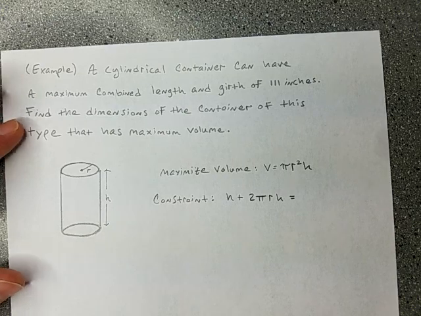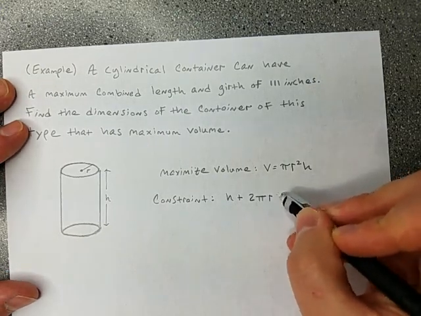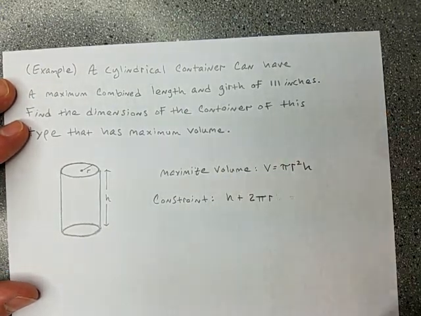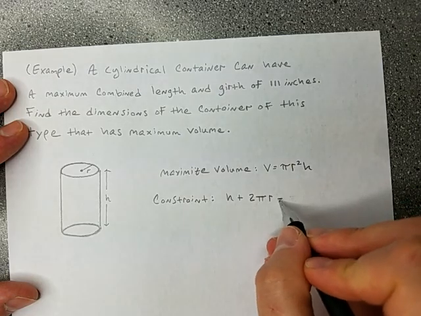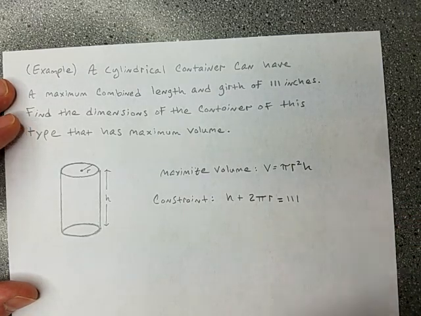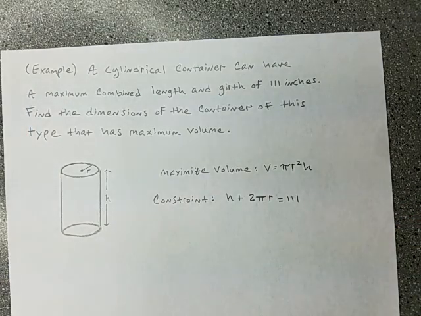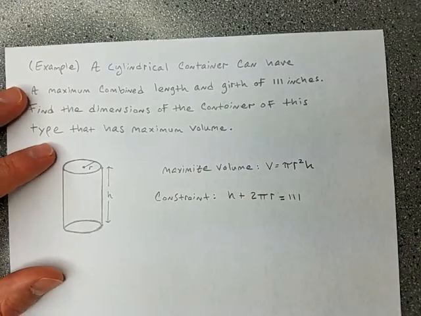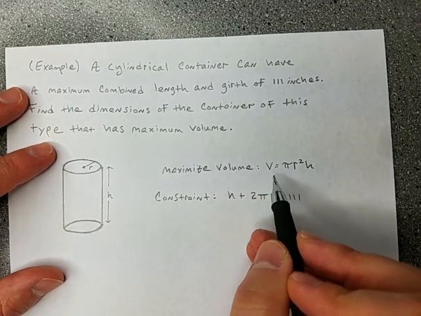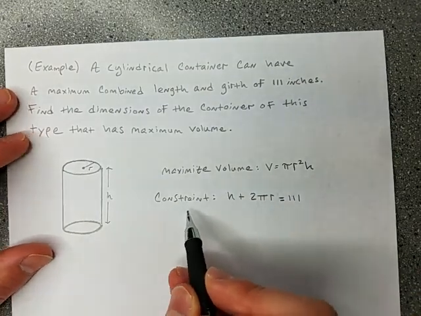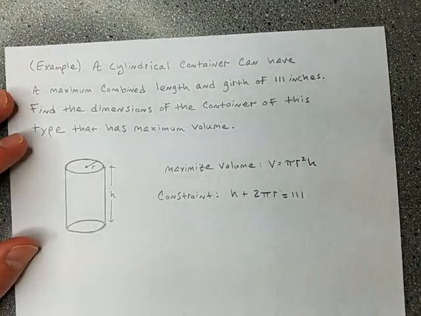Oh, I'm sorry. What am I saying? 2 pi r. The circumference of a circle is 2 pi r. So that needs to be 111 inches. So there, we've got something kind of like the last problem. I want to maximize something, volume, and I have some kind of constraint that was given in the problem.